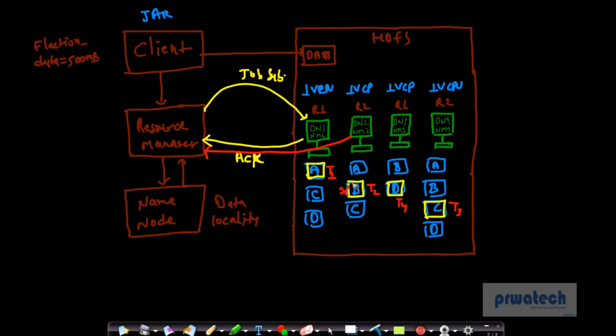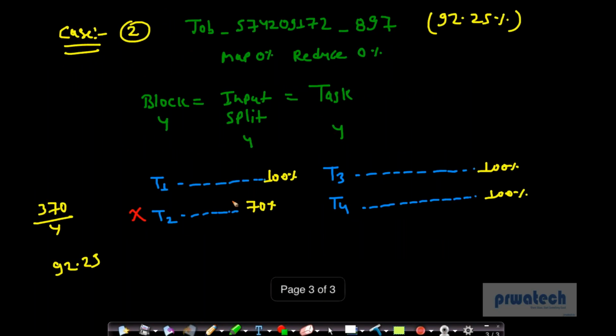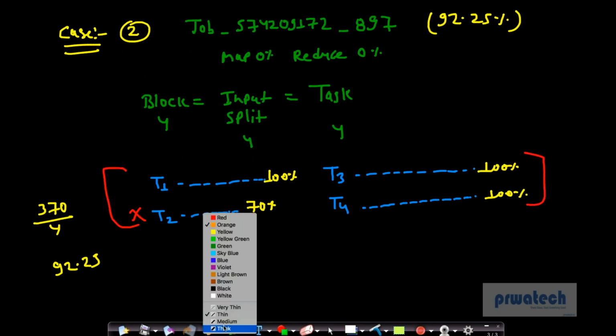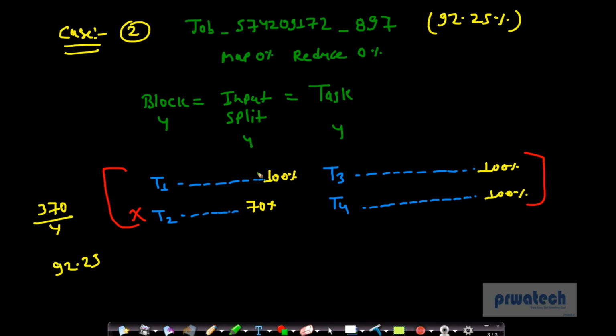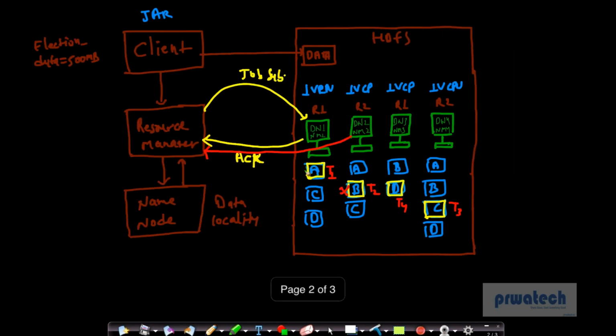So if this B block is completed 70%, okay, which I can track, all these 4 things can be tracked using one port number. If you can tell me that port number, all this T1, T2, T3, T4 can be tracked using the port number 19888. This is a port number of node manager.